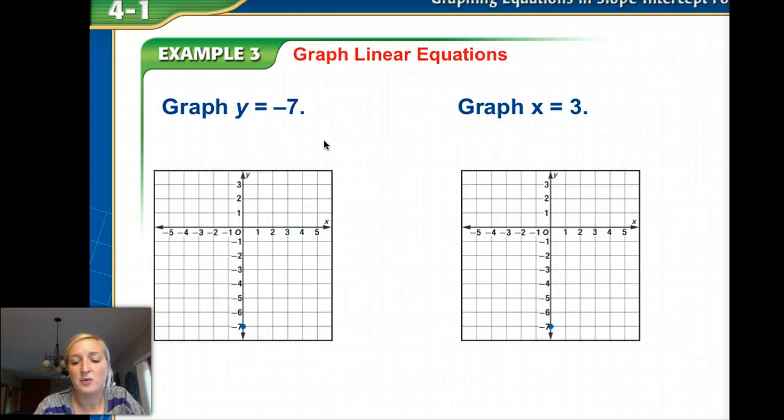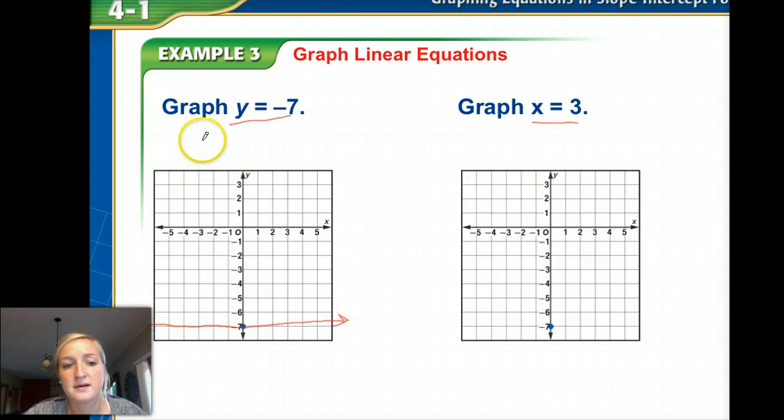All right, now we've been doing these through chapter 2 and chapter 3, but it's always important to understand what happens if I just have an x or just have a y. In this case, y equals negative 7. We know that y equals negative 7 is a 0 slope. So my slope is 0, and it's a straight horizontal line.